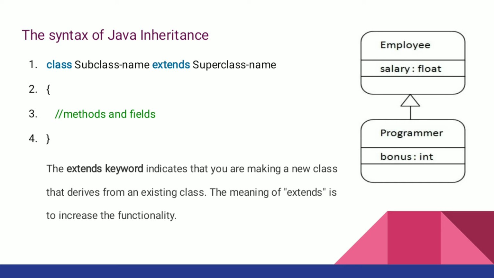Next is the syntax of Java inheritance. First, class, subclass name, extends, superclass name, curly braces, method and field, and curly braces closed. The extends keyword indicates that you are making a new class that derives from an existing class. The meaning of extends is to increase the functionality.